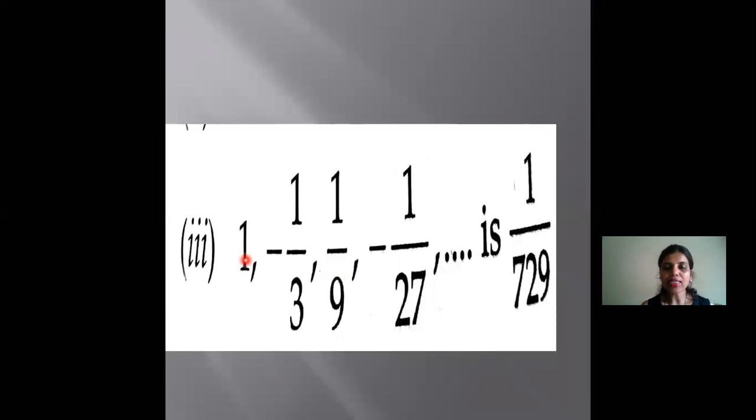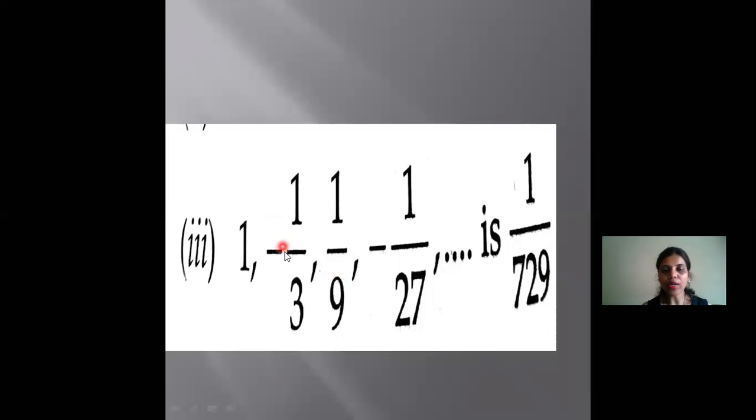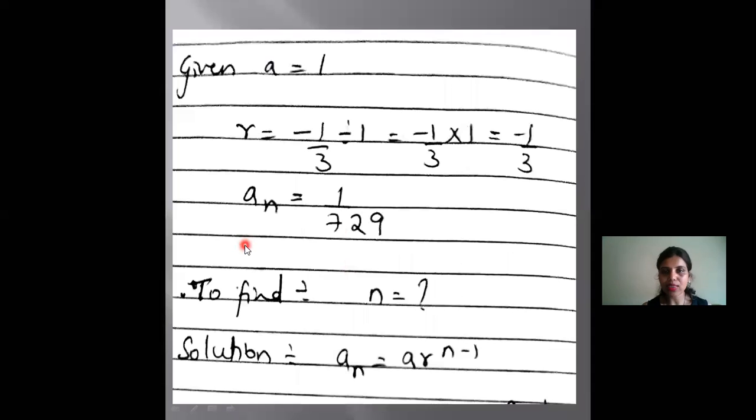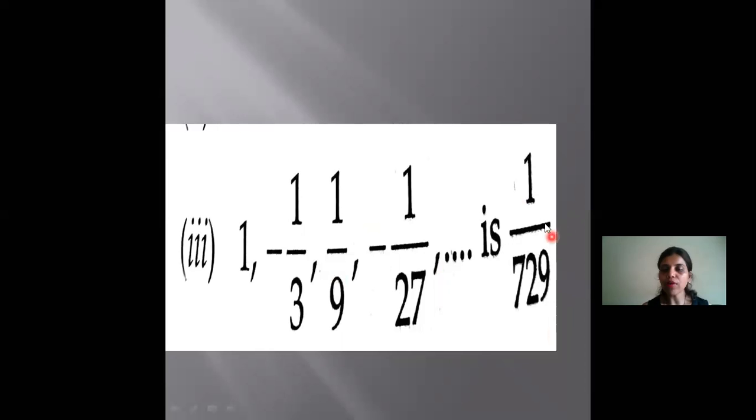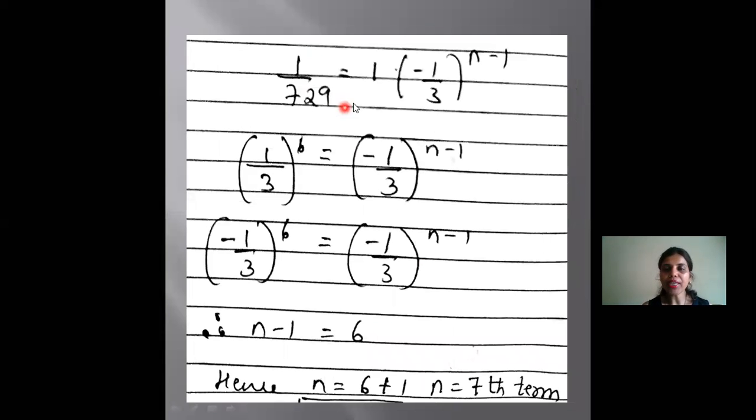The next question says 1, minus 1 upon 3, 1 upon 9, minus 1 upon 27, up to 1 upon 729. So from here also we get the value of A as 1. R, as you can see in the question, is minus 1 upon 3, the second term divided by 1, that is the same number. So we got it as minus 1 upon 3. An, if you see in the question, we have got 1 upon 729. Now we have to find the value of n. So solution, we are using the formula An is equal to A into R raised to n minus 1. We substitute the value, 1 upon 729 is equal to 1 into bracket minus 1 upon 3 raised to n minus 1.